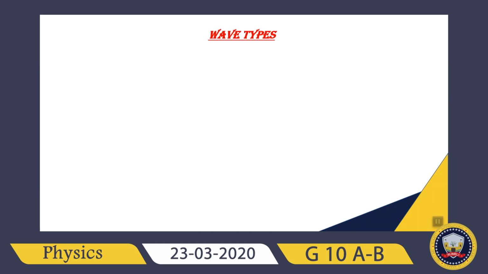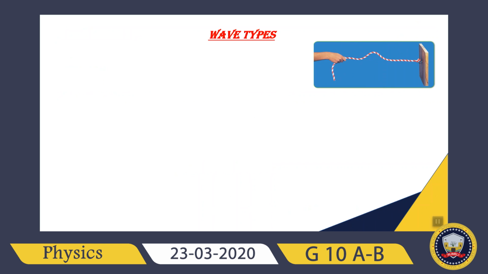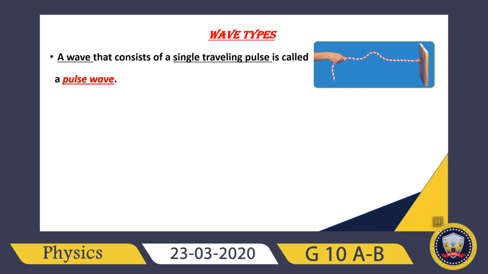Let's see what other types of waves there are. If you hold a rope from one end and the other end is fixed at the wall, and you make a single traveling pulse, one pulse, this kind of simple wave is called a pulse wave. The wave that consists of a single traveling pulse is called a pulse wave.